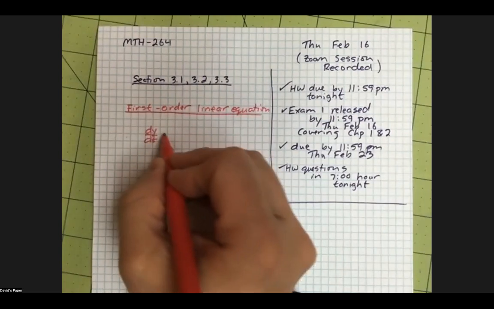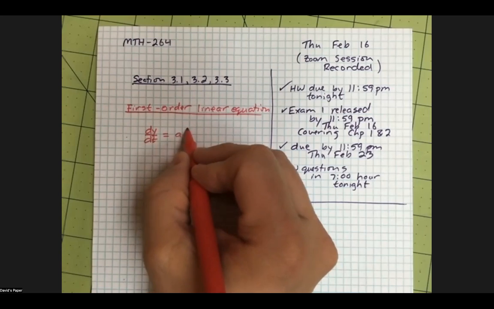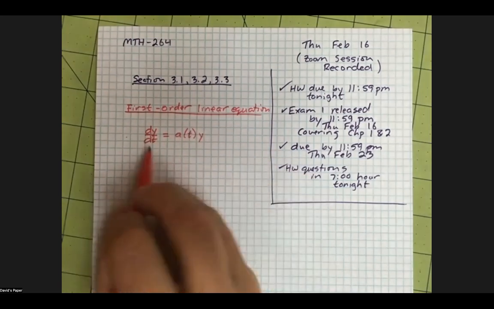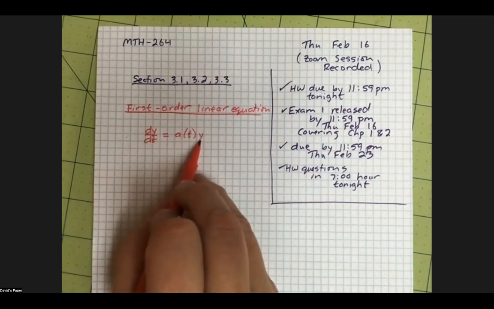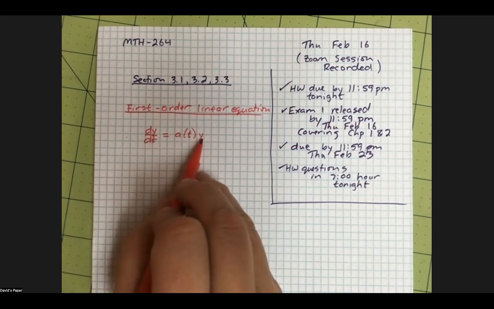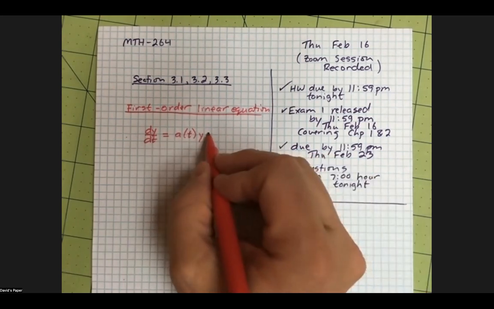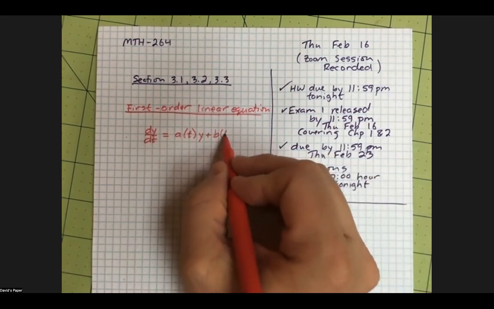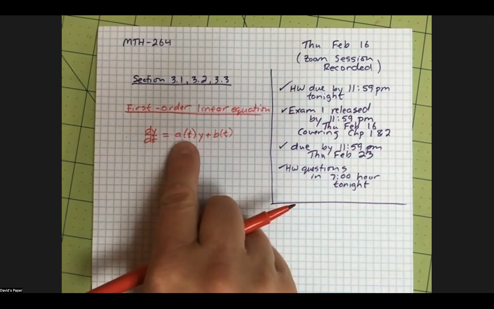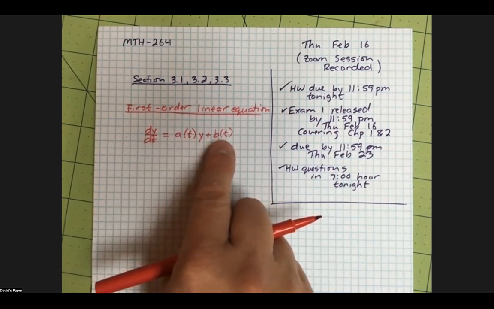First order linear equation was classified as first order, one derivative, linear. That means that the derivative and the independent variable, the variable we're solving for, y, only appeared to the first power. It was not mixed. It was not multiplied, squared, sined, cosined, rooted, or anything else. And the complications came from the a of t and the b of t in the problem.